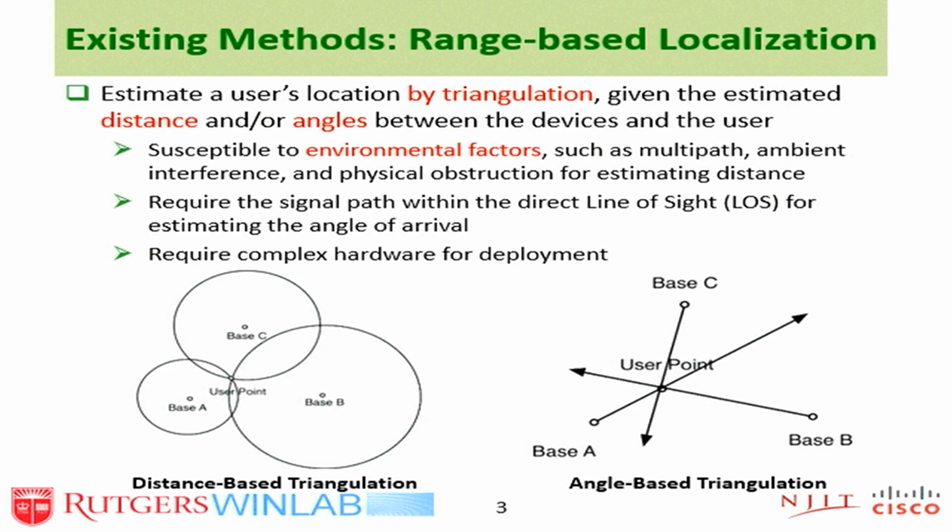Existing wireless-based localization can be divided into 2 categories. First is range-based localization. It estimates the user's location using triangulation, given the estimated distance and also the angles between the users and the devices. However, such methods are often susceptible to changes in the environment, such as multipath reflections and interference, which ultimately degrade the distance and angle estimations. Furthermore, angle-based triangulation usually requires line of sight. And it often requires complex hardware, such as phased array radar, which is hard and inefficient to deploy in real-world applications.